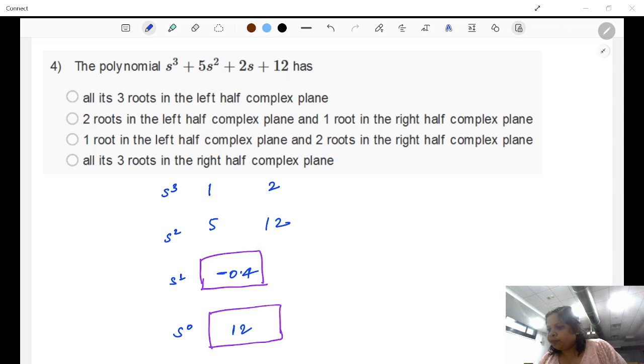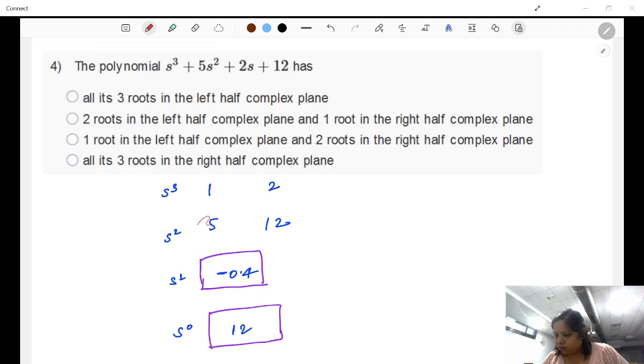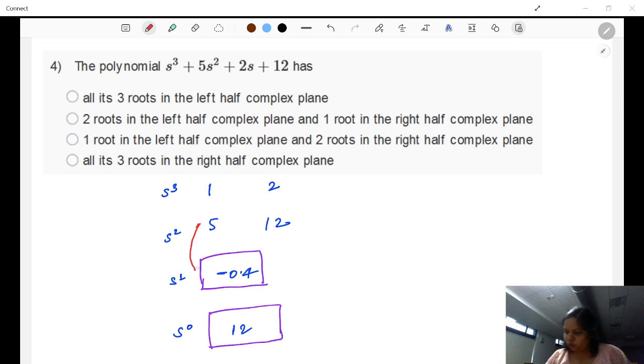We can observe very clearly that there are two sign changes. From 1 to 5 there was no change. When you move from 5 to minus 0.4 there is a change. And when you move from minus 0.4 to 12 there is another change. So there are two changes in sign.